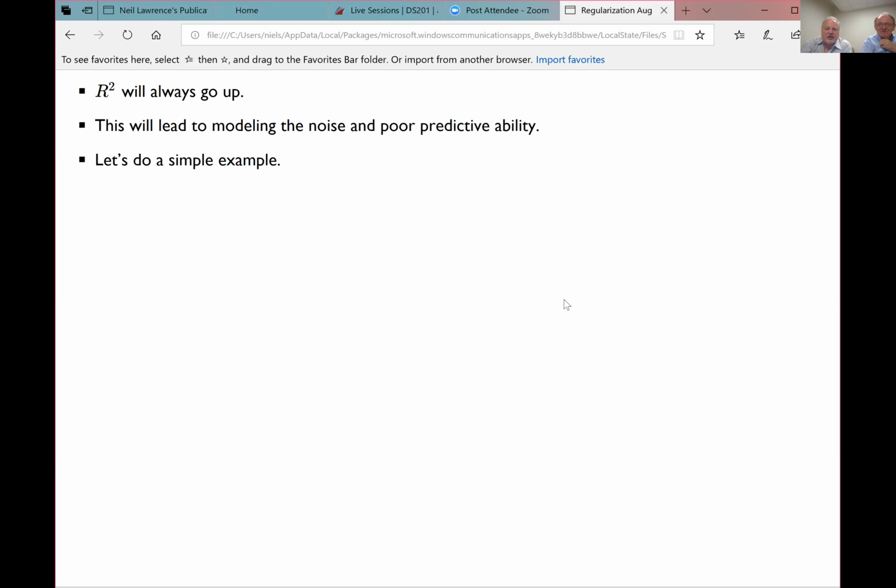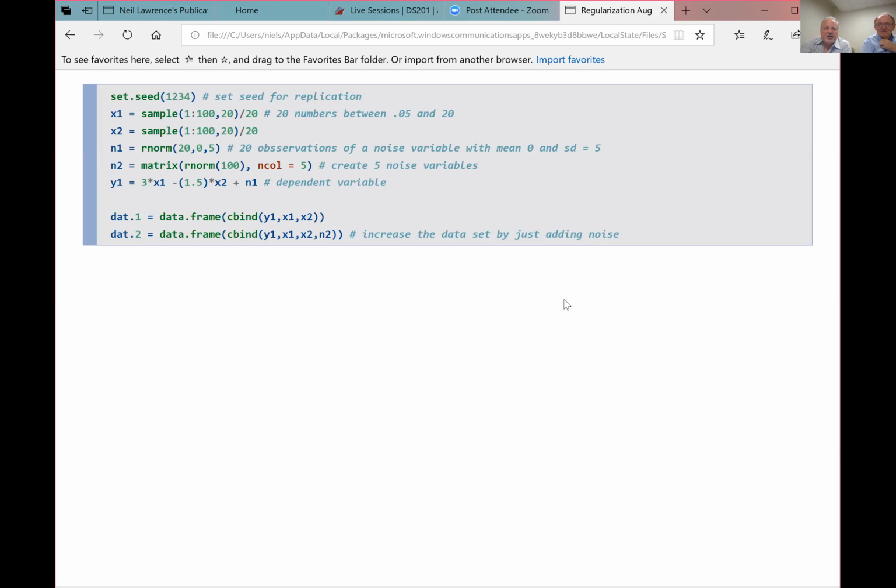To illustrate this, I want to do a simple example in R. So what does this code do? I set a seed for reproducibility, so every time I do this, I will get the same numbers. I sample the numbers from 100, 20 times and divide by 20 just so the numbers aren't so big. I'm getting numbers between 0.05 and 20. And then I do the same thing.